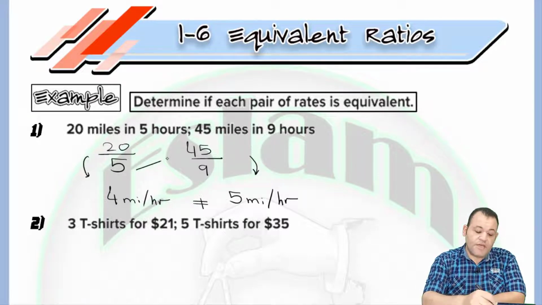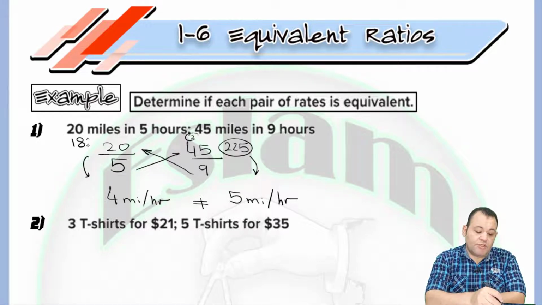I will start from down to up. Then 5 multiplied by 45. 5 times 5 equals 25 and carry 2. 5 times 4 equals 20 plus 2 equals 22. So the first one will be 225. Then 9 multiplied by 20. 9 times 20 equals 180.